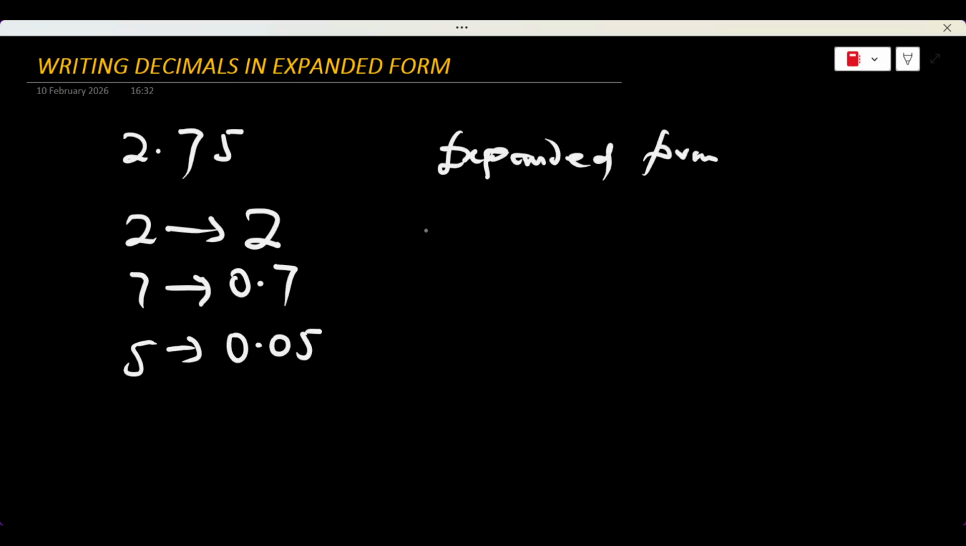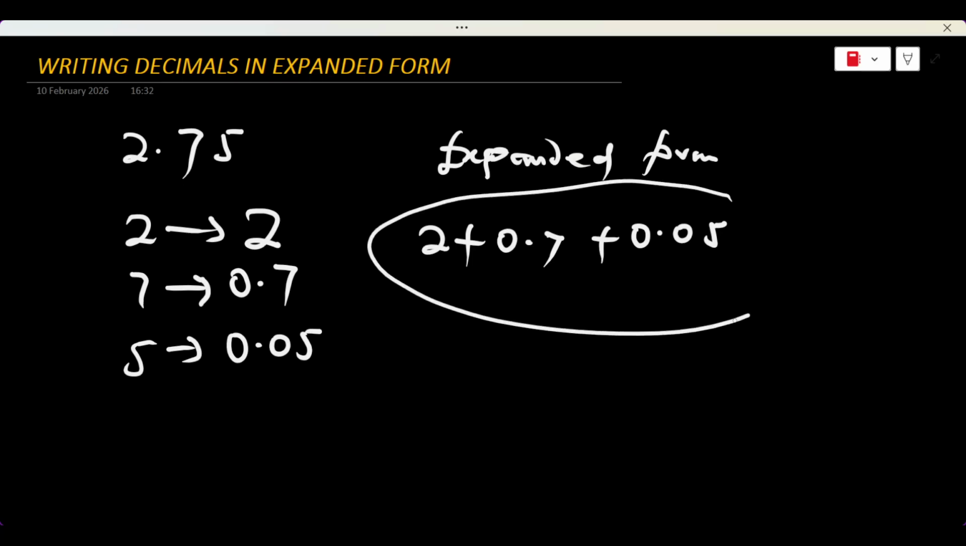So in an expanded form, we have it as what? 2 plus 0.7 plus 0.05. This becomes our answer. All right, I hope that is clear.